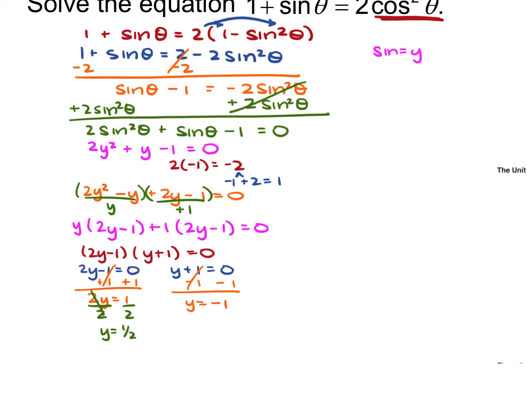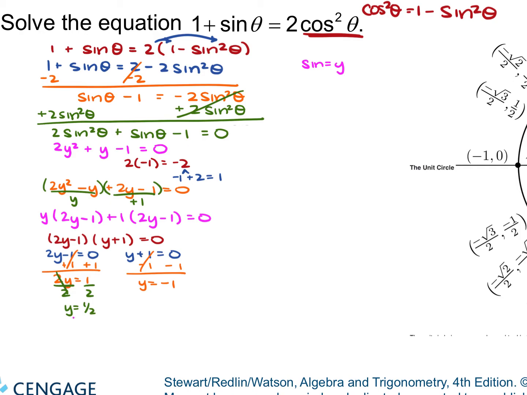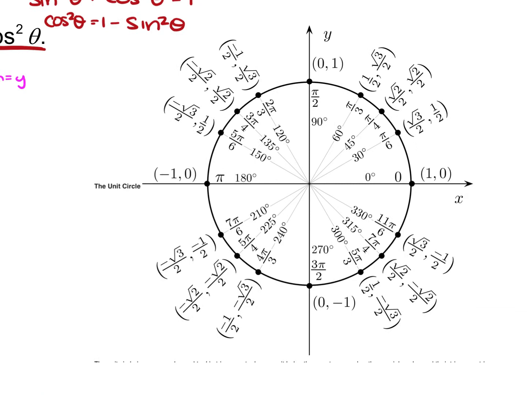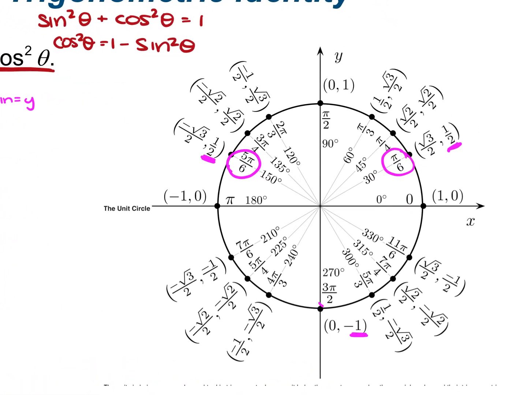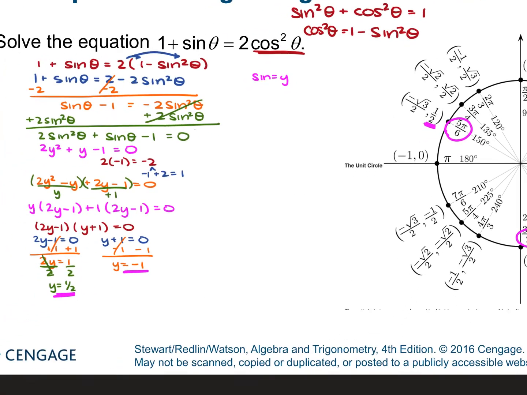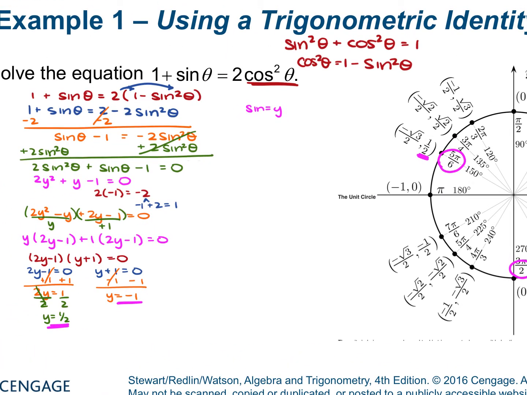So from here, look at your unit circle. Where is y 1/2 and where is y negative 1? Y is 1/2 at 5 pi over 6 and at pi over 6. And we also are looking at where y is negative 1, which is at 3 pi over 2. So all 3 of these are our answers. We have pi over 6, 5 pi over 6, and 3 pi over 2 that are our solutions.